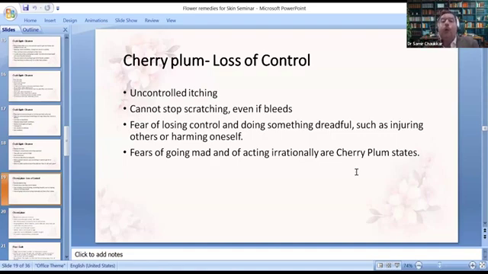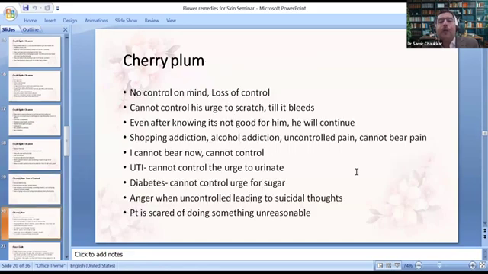Fear of losing control, doing something dreadful, such as injuring or harming oneself. One person with psoriasis had so much itching. He said that I feel like scratching off the part with a knife. I just cannot, my hand goes to the knife many times to scratch it off, but then I hold myself. This is cherry plum. Fear of going mad with impulses, remember. So fear of going mad and acting irrationally are cherry plum states. So no control on mind, loss of control, cannot control his urge to scratch till it bleeds. Even after knowing it's not good for him, he will continue. This is the key of cherry plum.